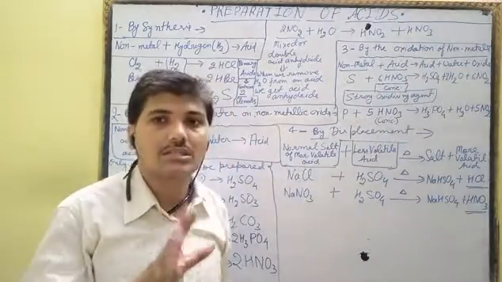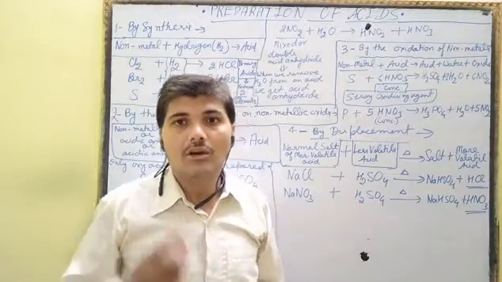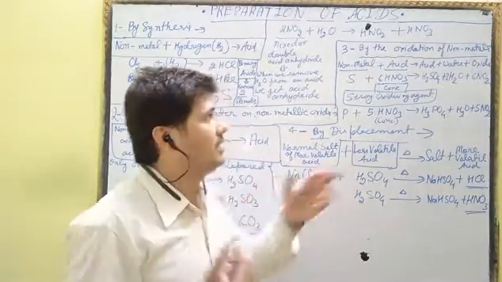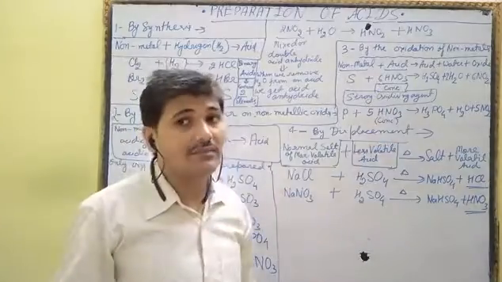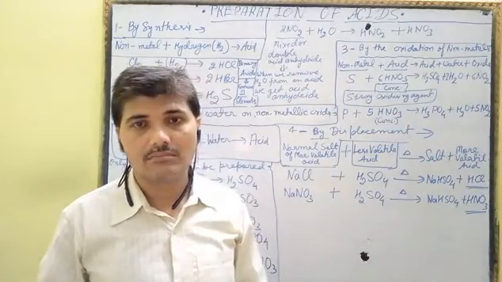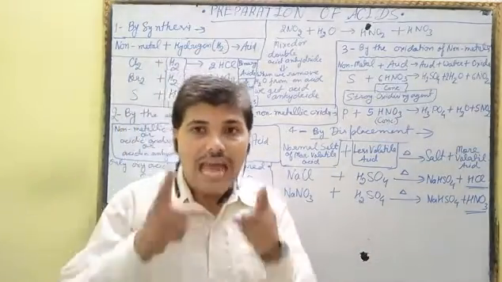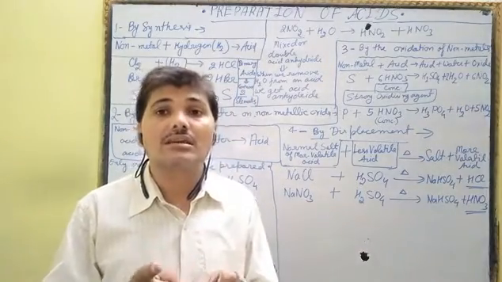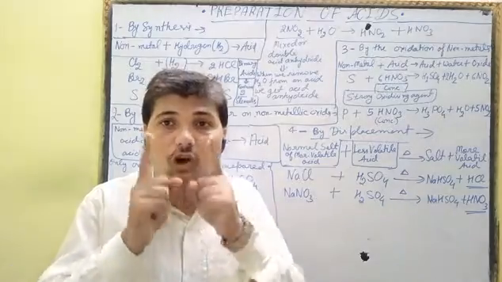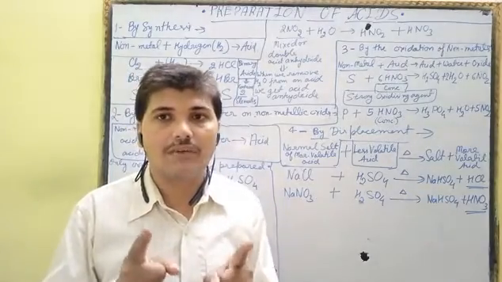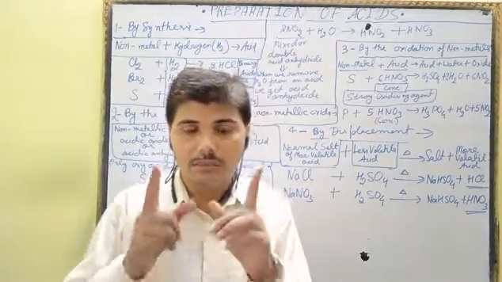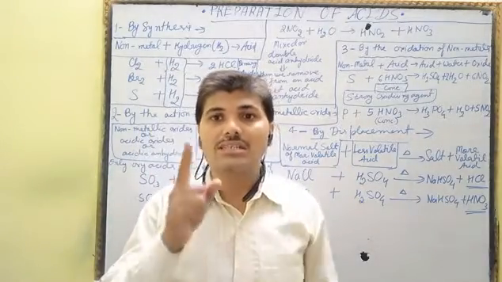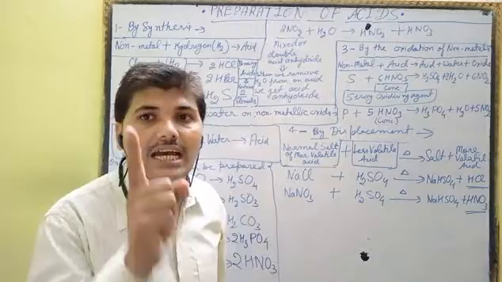Third method, by the oxidation of non-metals, means non-metals are oxidized by nitric acid. Why do we use nitric acid? Because concentrated HNO3 is a strong oxidizing agent. Remember it: concentrated HNO3 is a strong oxidizing agent.